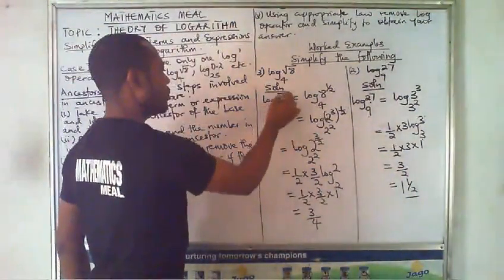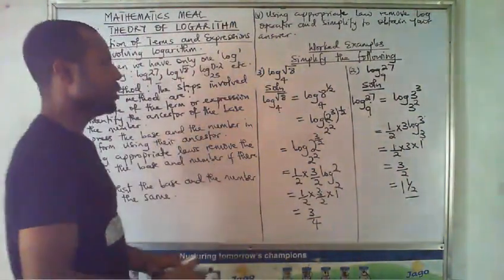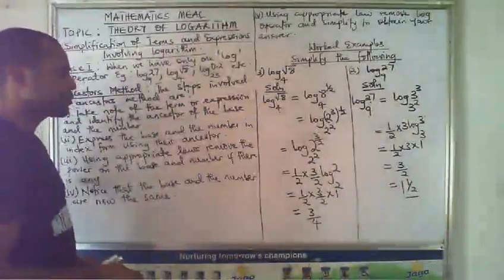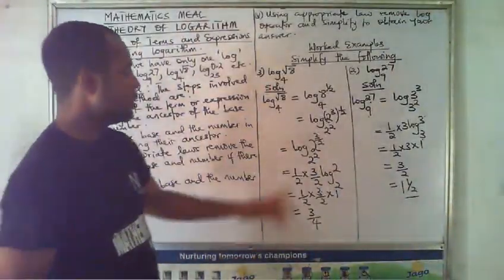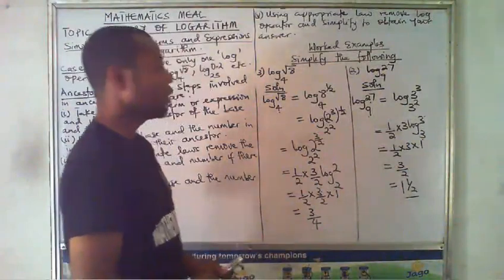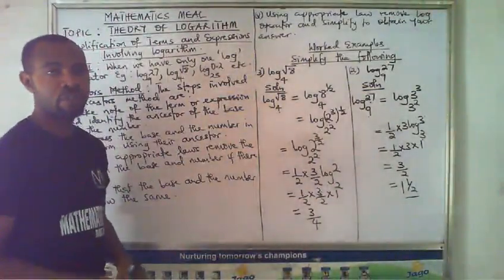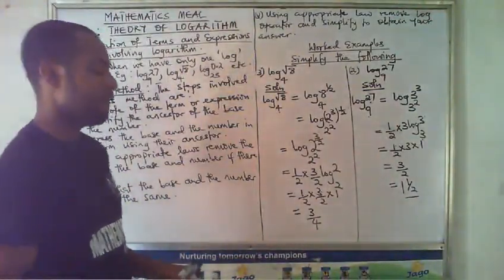So log square root of 8 in base 4 will give us 3 all upon 4.